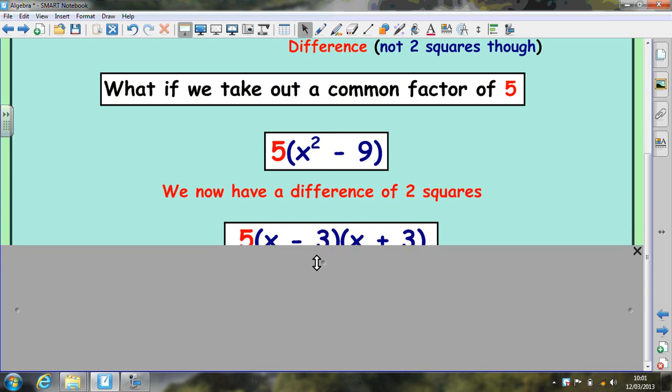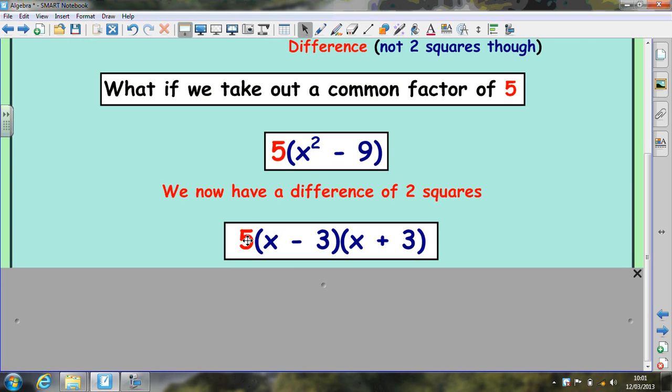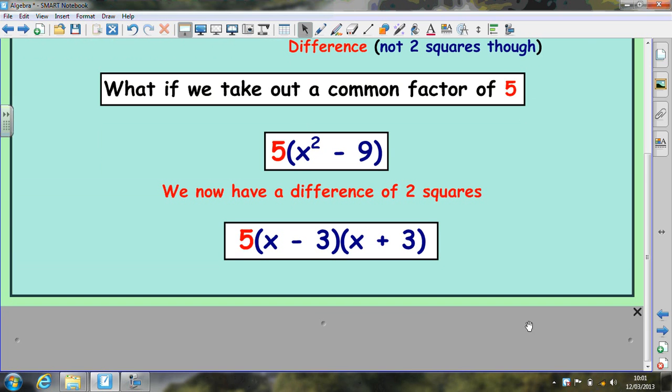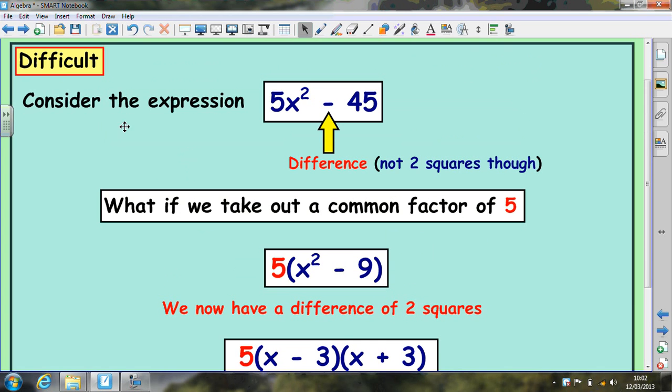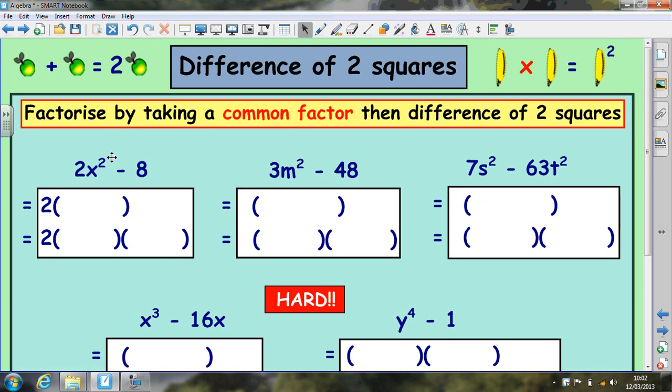So we can factorise that down, leave the 5 at the front, the multiple, and sort the brackets out into x minus 3, x plus 3. And that's how to factorise a slightly harder difference of two squares question where there's two steps. So let's look at some examples like that.